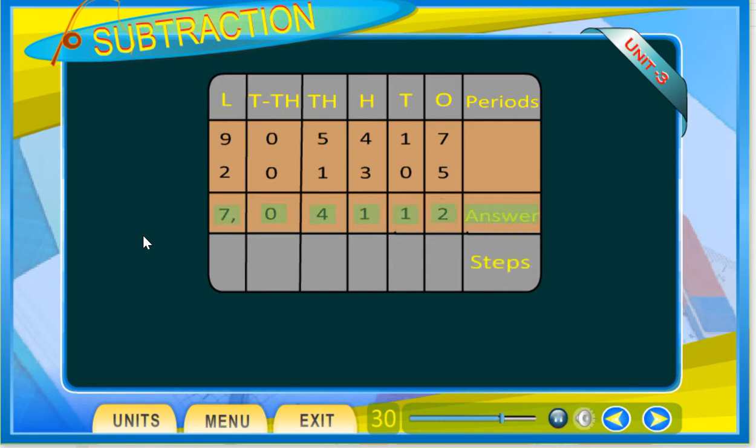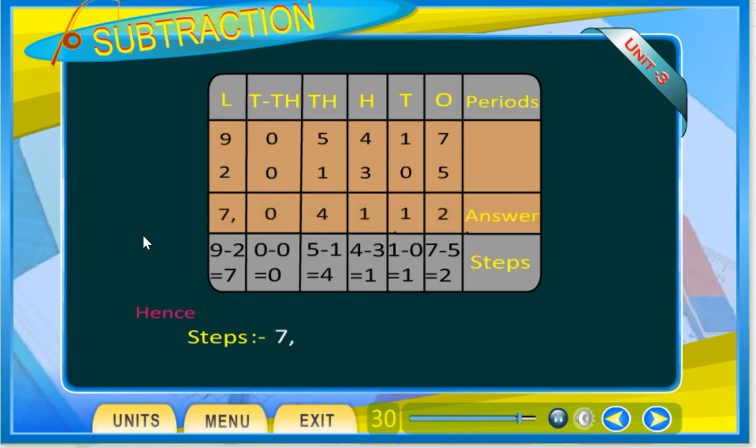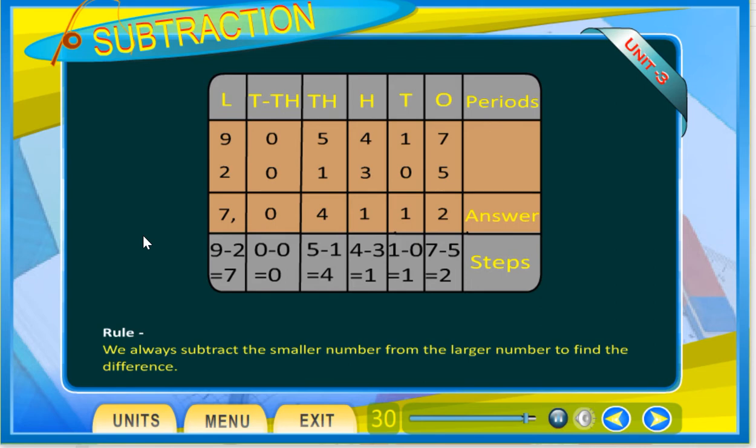Steps. 9 minus 2 equals 7. 0 minus 0 equals 0. 5 minus 1 equals 4. 4 minus 3 equals 1. 1 minus 0 equals 1. 7 minus 5 equals 2. Hence, 7,04,112. Rule: we always subtract the smaller number from the larger number to find the difference.